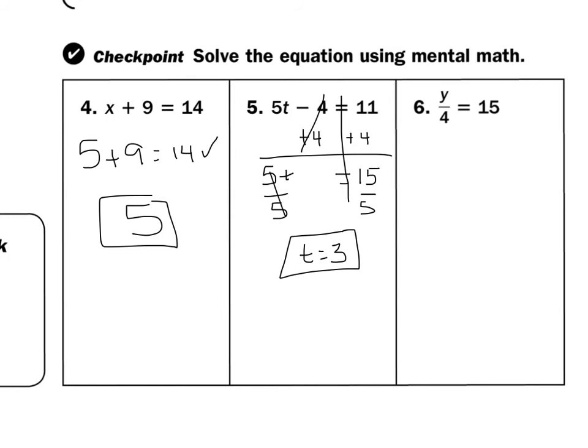And then finally in number 6, y divided by 4 equals 15. Well, I could do the opposite and multiply. 15 times 4 is 60. So 60 divided by 4 is 15, so that does check out. So my answer is 60.